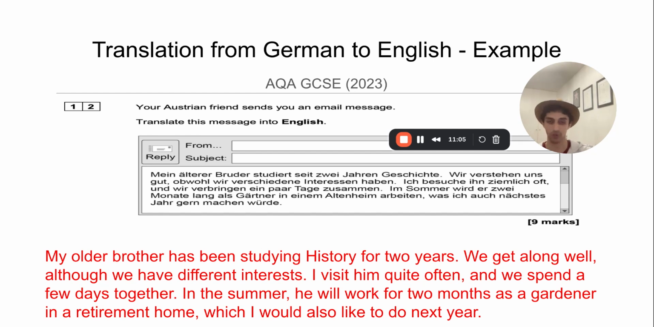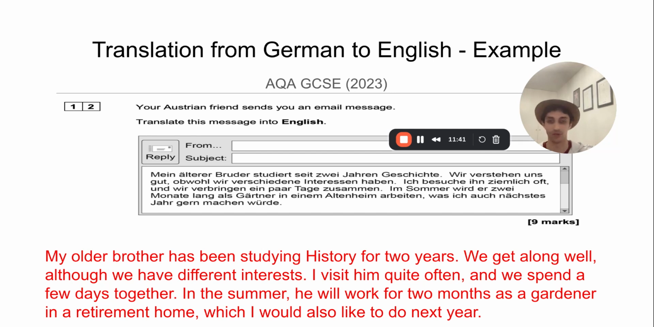So, of course, the most important thing is to capture the meaning of the original text. And as mentioned, English and German can convey the same ideas quite differently. So you've got to be aware of that and move away from the original German when it's necessary. For example, that first sentence in German, mein älterer Bruder studiert seit 2 Jahren Geschichte, literally translates as something like, my older brother studies since 2 years history.